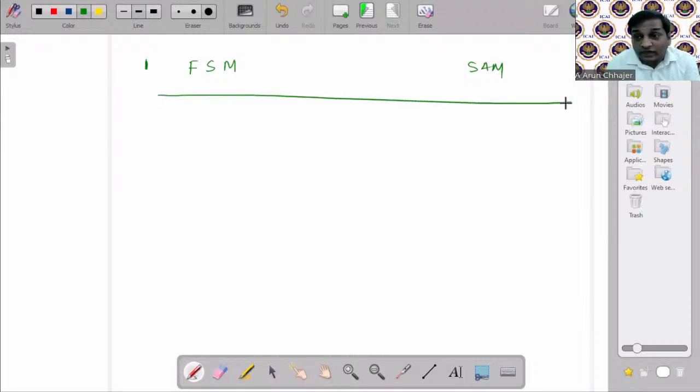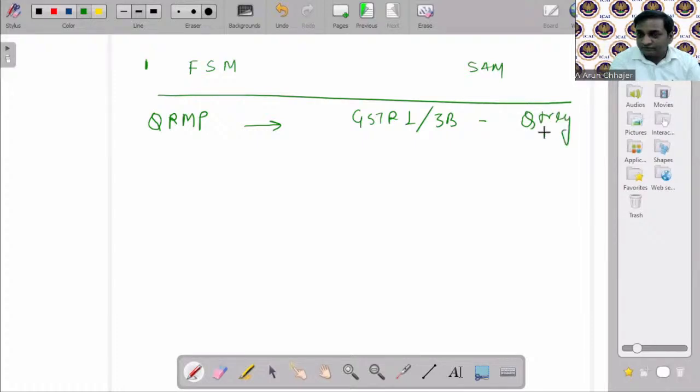First, we should understand what is the use of this method, why I should apply this method. If you have opted QRMP and you are filing the GSTR 1 and 3B on a quarterly basis, but what is MP? Monthly payment of the taxes. How would the taxes be paid? Through PMT 06. What is the due date of the payment of the taxes? 25th of next month.